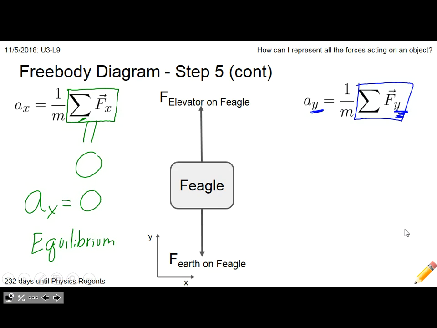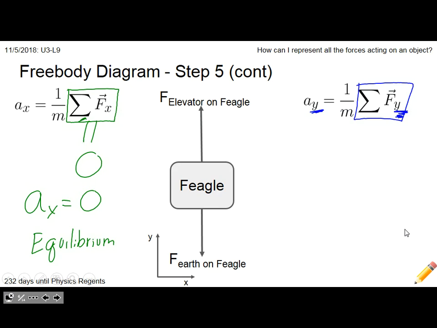All right, so now we want to do the y direction. Again, I need to look at each of my forces and decide, is it 0 because it's not pointed in that direction? Is it positive or is it negative? Which one do you want to start with? Jen, which force do you want to start with? Okay, so force of elevator on Fiegel, is that going to be positive, negative, or should we not add it at all and make it 0? Positive. Why positive? It is pointed in the same direction as positive y.